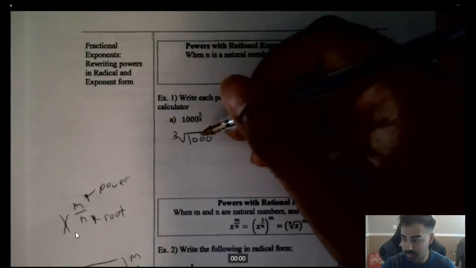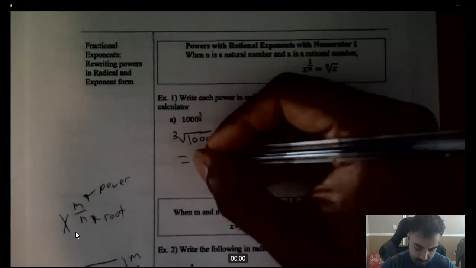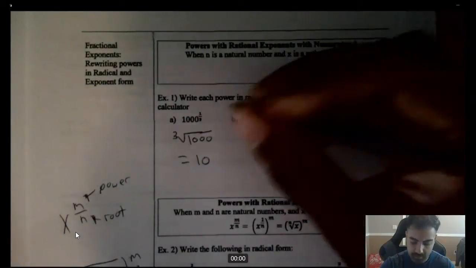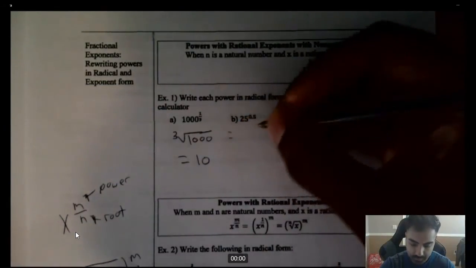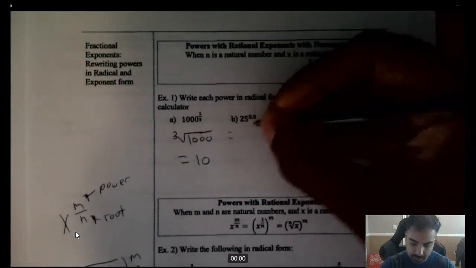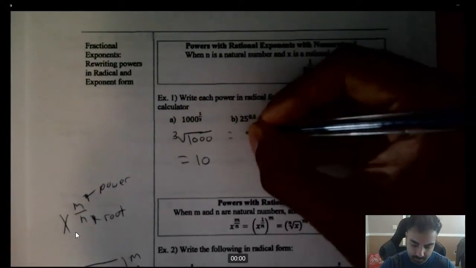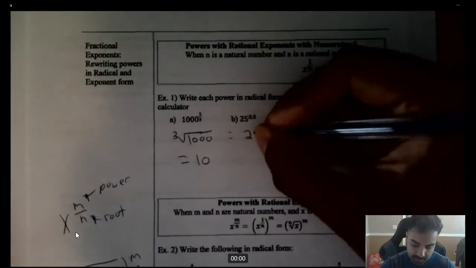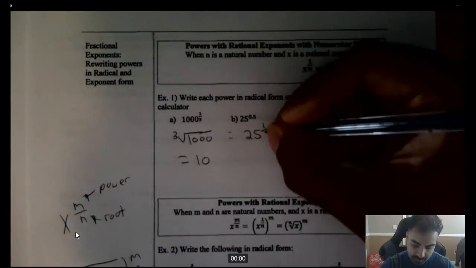So what number multiplied by itself three times gives 1,000? So you should know it's going to be 10. So 10 times 10 times 10 is 1,000. Okay, so let's try that again. So 25 to the power of a half. It might be helpful to write the decimal as a fraction. So 0.5 is the same thing as 1 over 2.